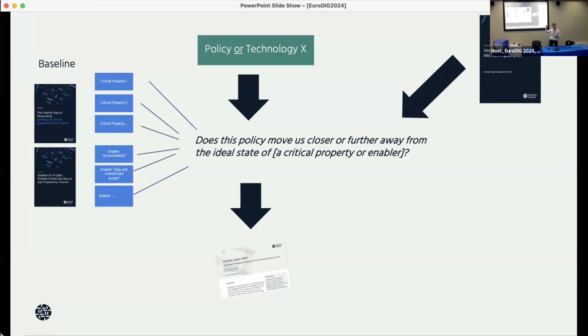So again, I treat it like a checklist. I look for each of these critical properties and enablers: what is the likely effect? Is it going to be positive, moving it closer to the ideal that we articulated, or further away? So again, a checklist, that's how you think about it.